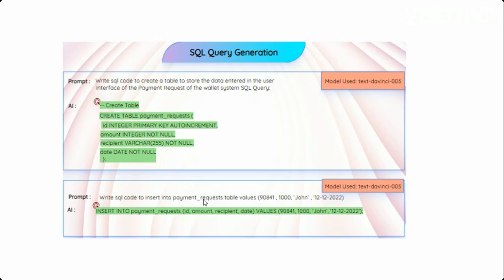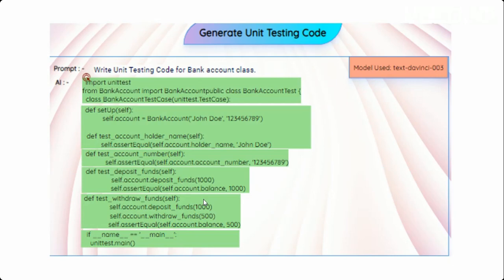And next, write an SQL code to insert a set of requests, and it will give the insert into that particular table. You have to give the data. So this is how you can generate SQL queries by using ChatGPT, or we call it GPT-3.